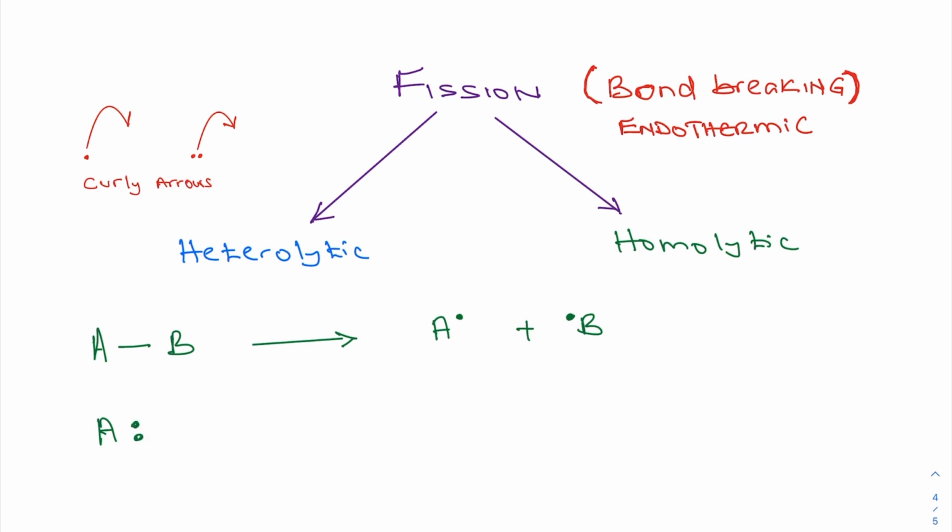Let's draw it this way. This is A and that's the bond here, and that's B. And now we can see the movement of an electron from the covalent bond to A and from the covalent bond to B, because A and B have similar electronegativity, forming A radical and B radical. So these are the free radicals formed from homolytic fission.